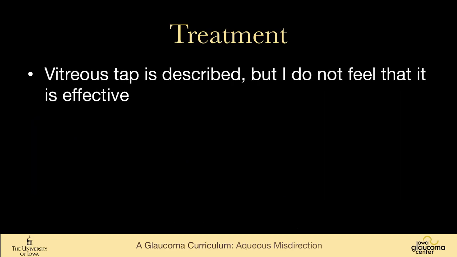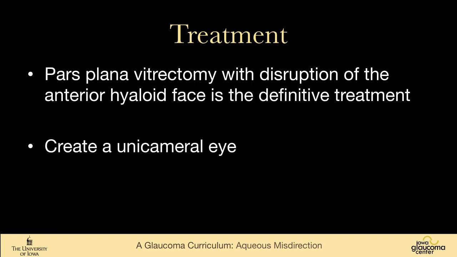The books describe vitreous tap. I have had very little success with that. And really the definitive therapy is a pars plana vitrectomy. When the vitrectomy is done, one needs to go through the zonules, through the iris, into the anterior chamber and create a unicameral eye. And sometimes if somebody has had an attack of aqueous misdirection in one eye, I've had occasion to have the retina folks do a prophylactic pars plana vitrectomy as we do a tube shunt or other surgeries in the fellow eye.